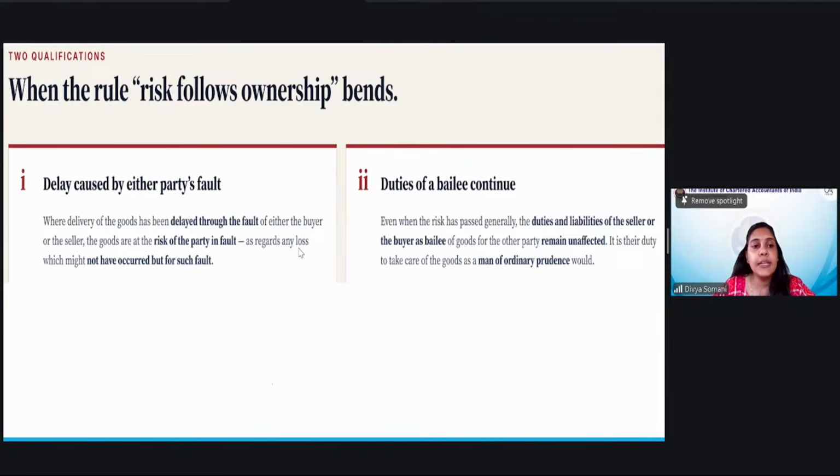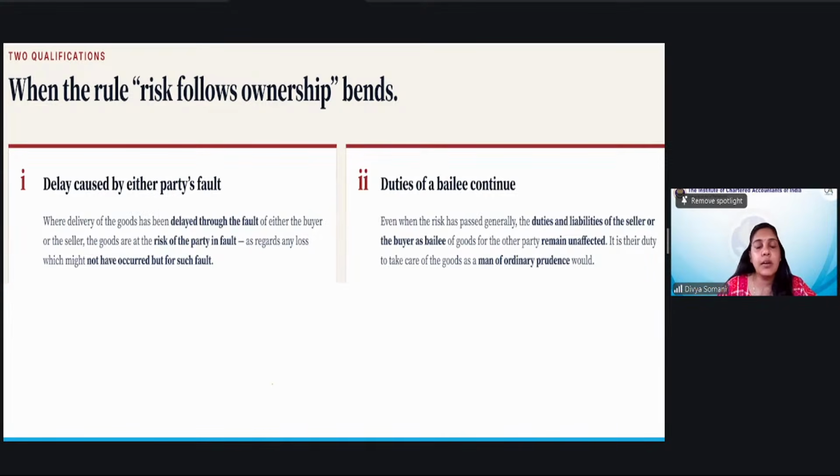So as regards any loss which might not have occurred but for such fault. The loss might not have occurred, but due to delay, the loss has occurred now. Because it is due to some delay, the party who is at fault for such delay will be clearly held responsible, and he or she will have to bear the loss.